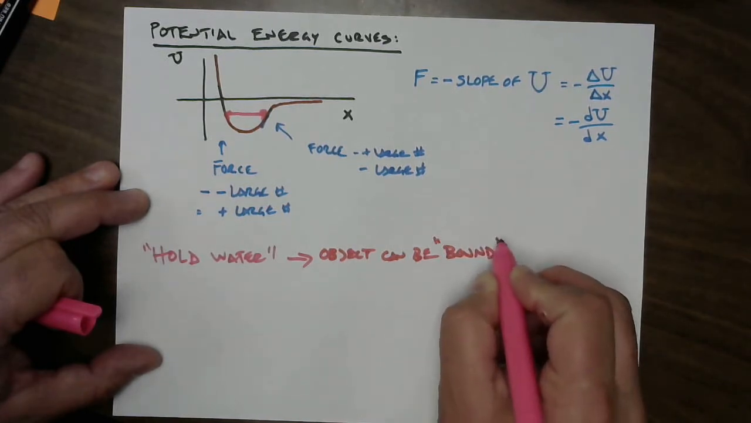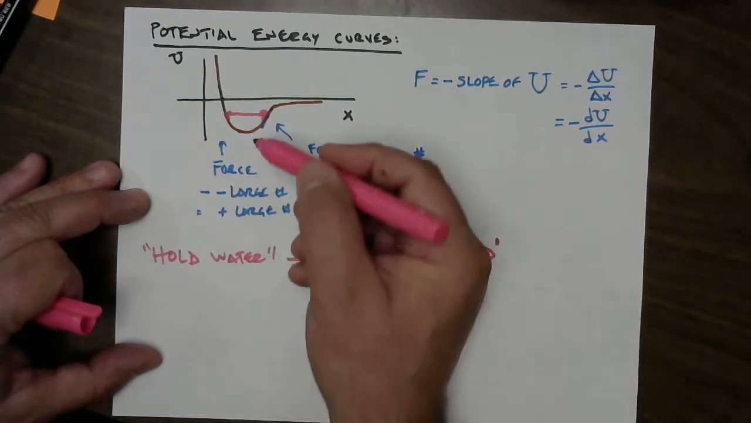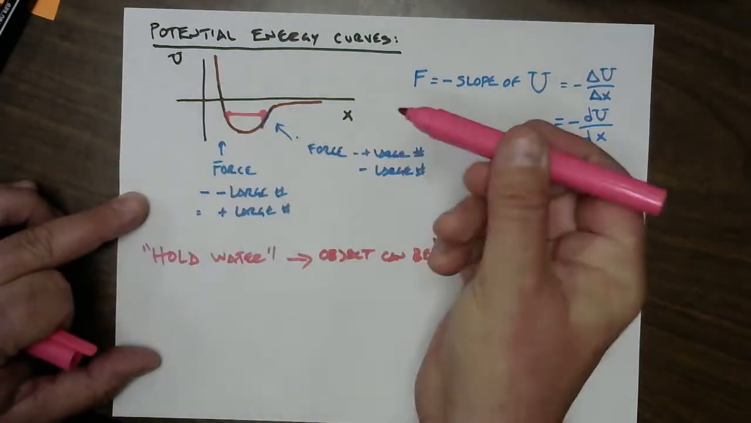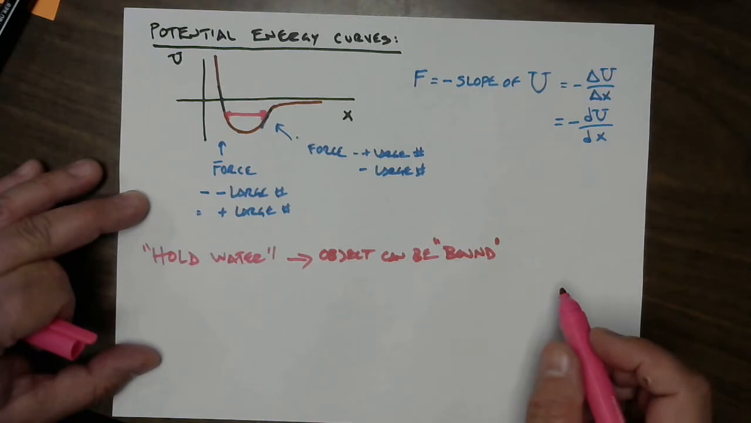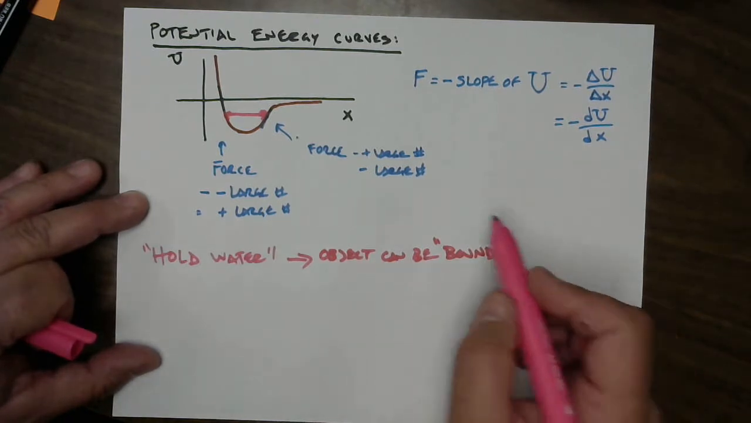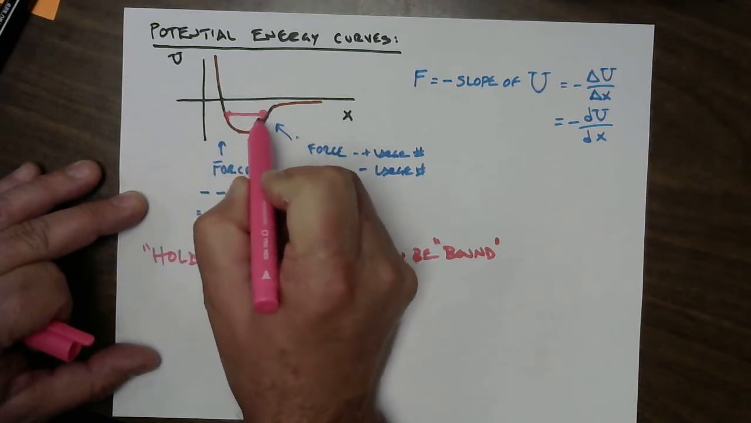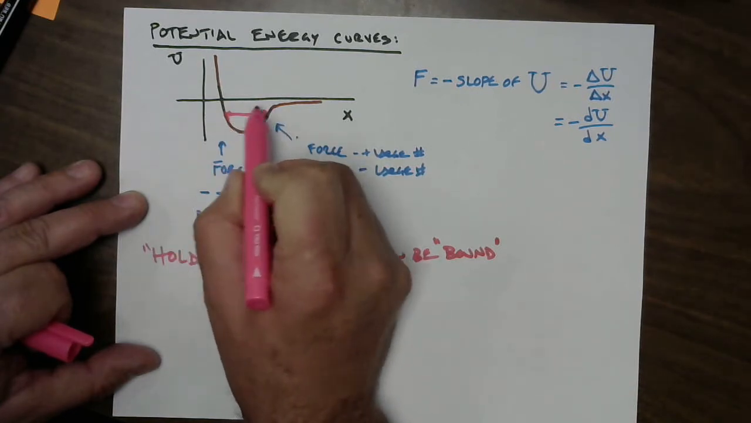Bound means tied to the system, can't get away. Every time you try to go this way, you get batted back this way. Every time you try to go that way, you get batted back this way. So that's a thing, an object can be bound. That can happen on this diagram anywhere under the axis, anywhere you're in an area with negative potential energy, you could get an electron that's stuck.